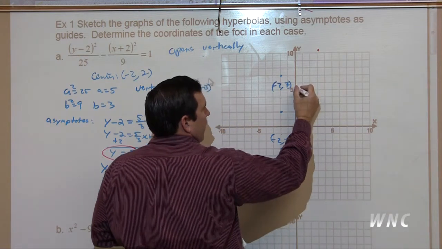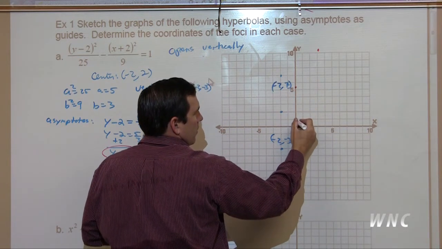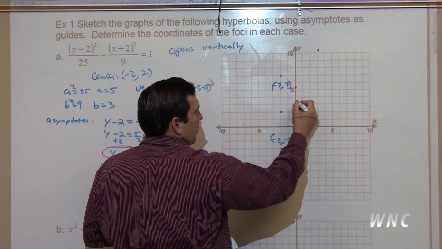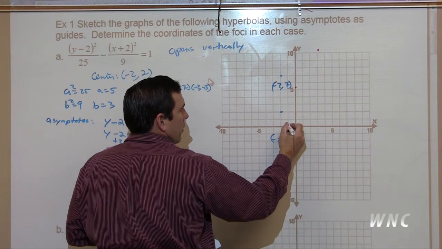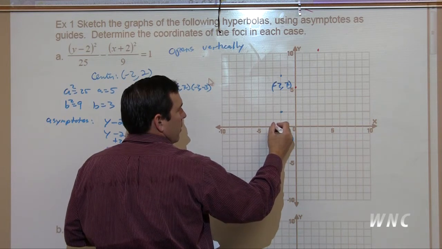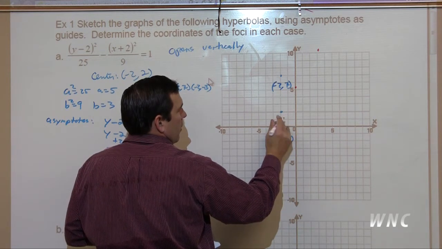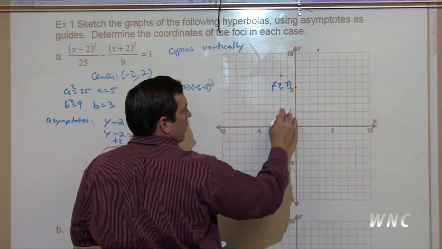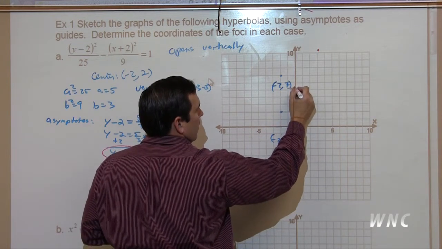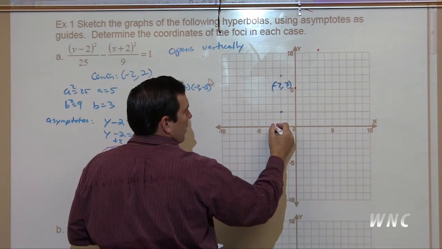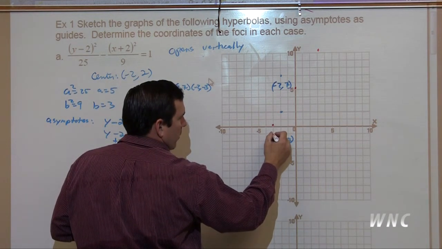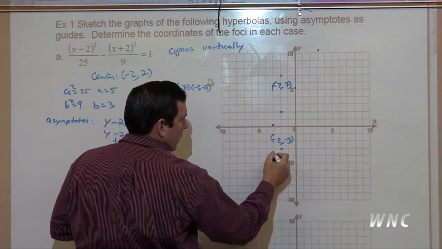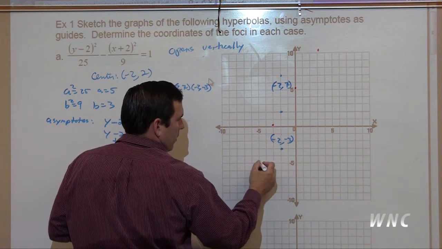It's going to go down 5. 1, 2, 3, 4, 5. And then to the left 3. No, I messed up. It starts here. No, that's right. That's right how it was. Okay. We can do that again. Go down 5. To the left 3.